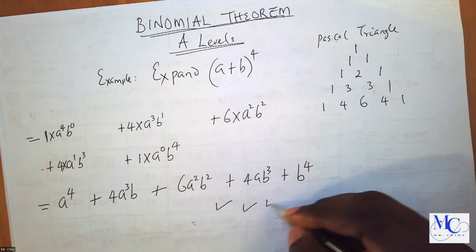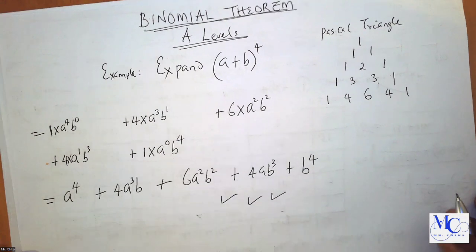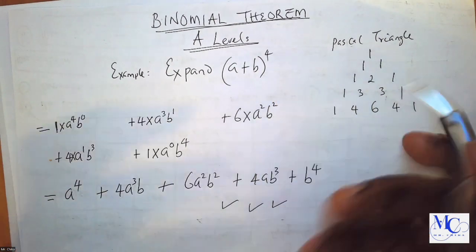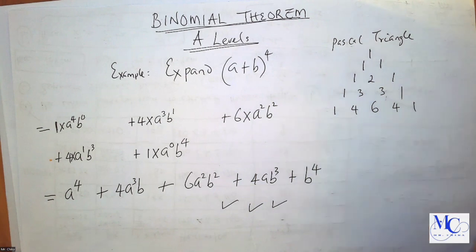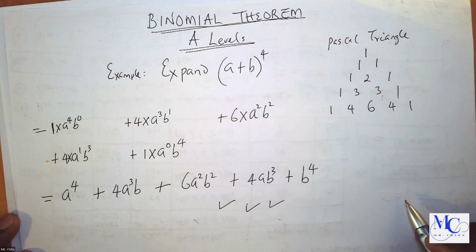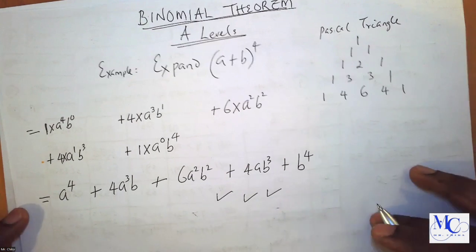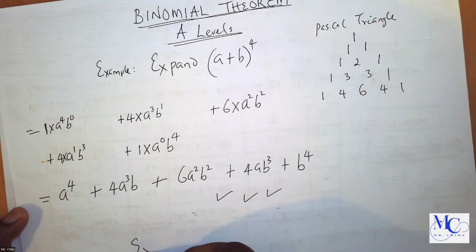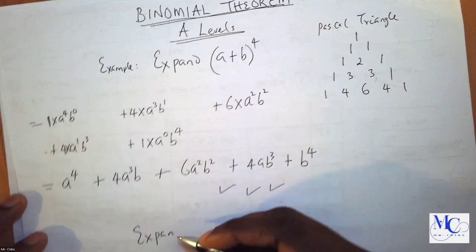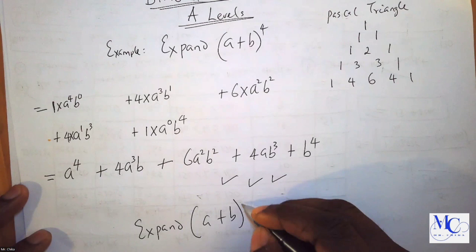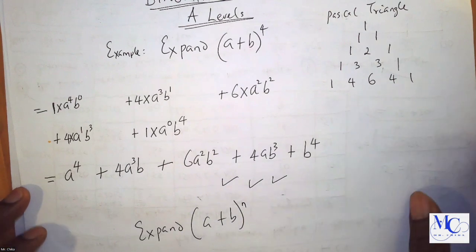Easy peasy lemon squeezy. Like I said, if I have power of 5, power of 6, or power of 8, I can push it. You can extend this as much as you can extend the Pascal triangle. But when it's too long, then you use the formula. In the next video, if we have to expand a plus b to the power of n, that's when we use the formula. So look out for the next video.